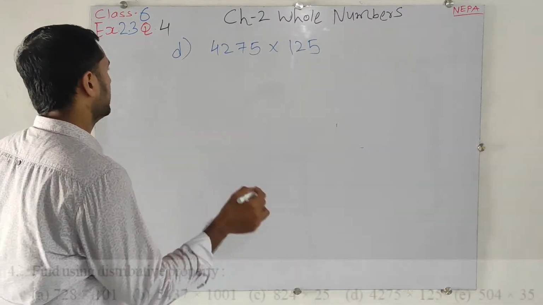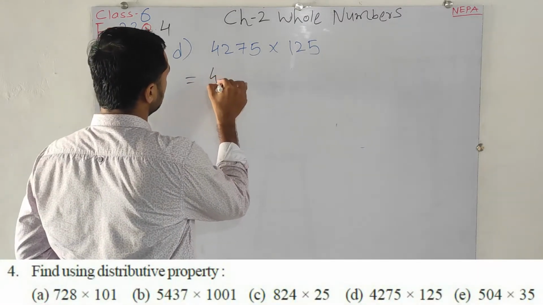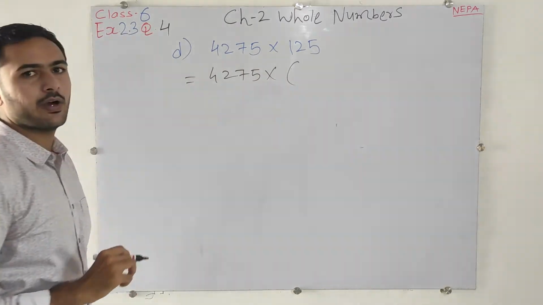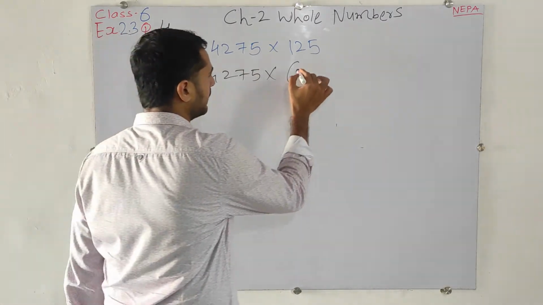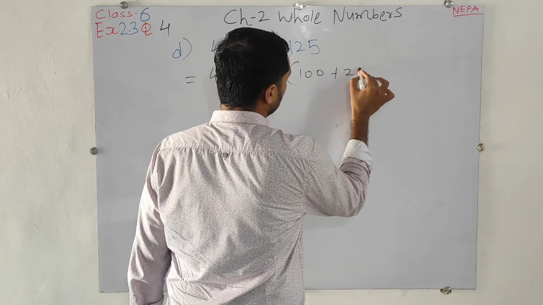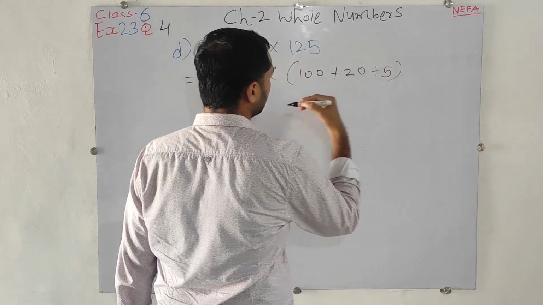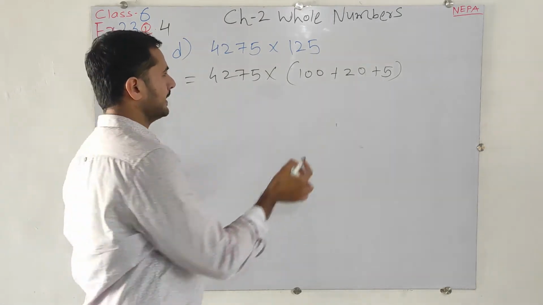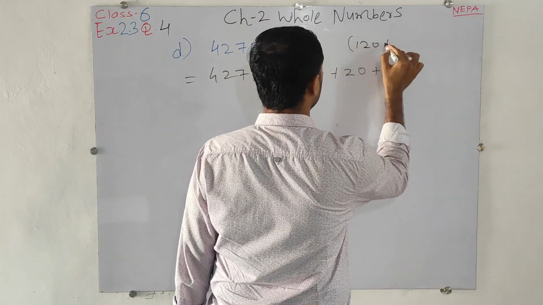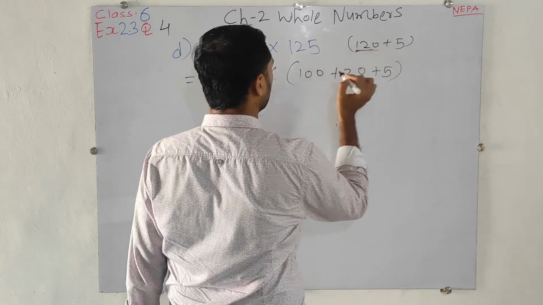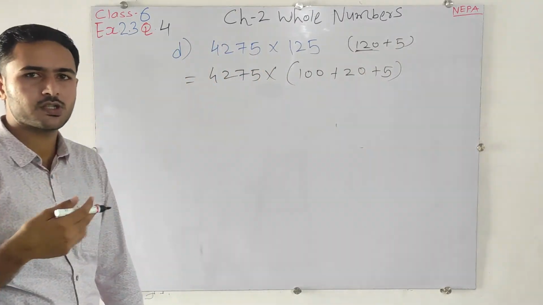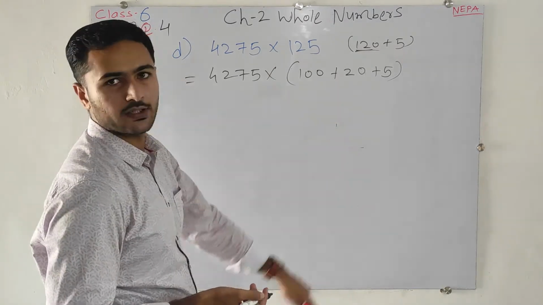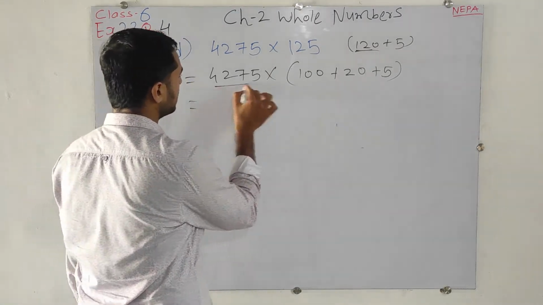Now the D, so here in that again we will use the distributive property. How will we do? Just split the 125. How can we do that? 100 plus 20 plus 5. Can you write like this? Okay, because in one more way we can do, that is 120 plus 5. But again just doing the multiplication by 120 is much tougher than by 20 and 5. That's why I just selected 100, 20 and 5. Now just use the distributive property.